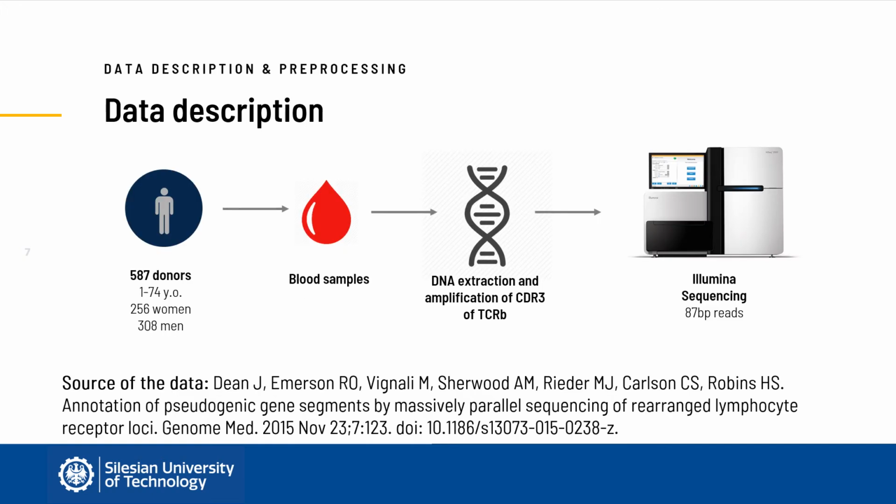The data of T-cell receptor repertoires were downloaded from the Adaptive Technology website. In that project, blood samples from almost 600 healthy individuals were taken, for which T-cell receptor sequencing was performed, focusing on complementarity determining region 3 of the beta chain only.